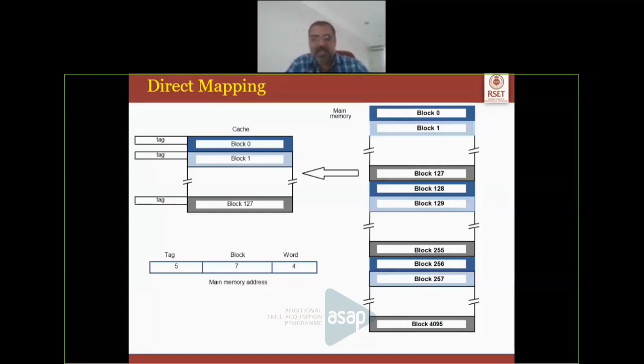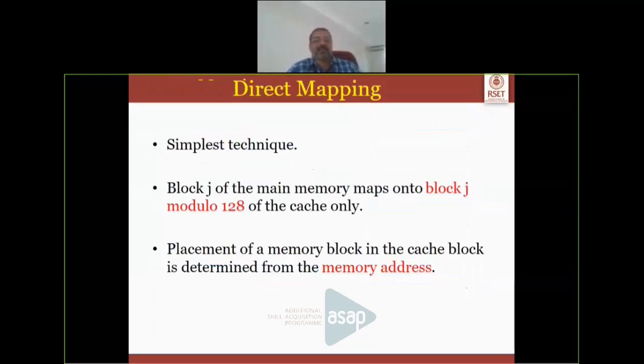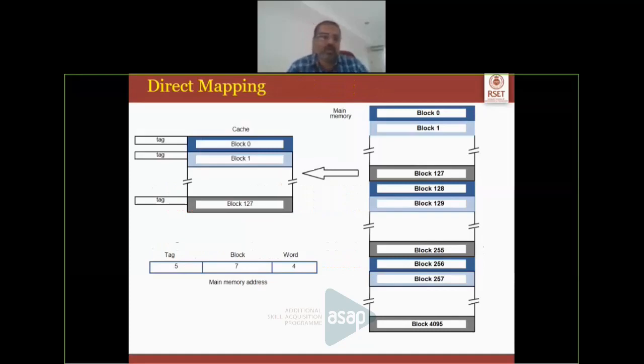Hope it's clear. Now if you go back to this slide, the first sentence says it is a simple technique. The second sentence says block J of the main memory maps into block J modulo 128 of the cache memory. Hope it's crystal clear. Block 0 goes to block 0. Block 127 from main goes to block 127 of the cache. The cache is then finished, but block 128 goes to block 0. Hope it's clear.